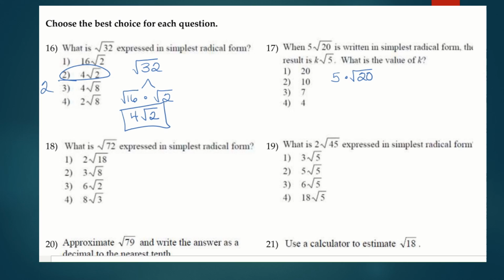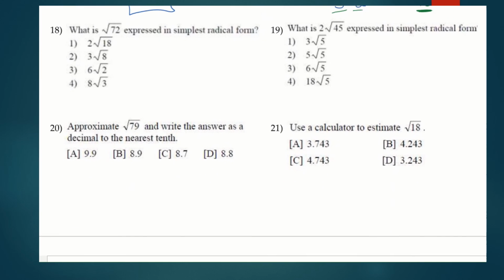Let's simplify this ourselves. So the square root of 20 can be broken up into the square root of 4 times the square root of 5, because 5 times 4 is 20, and 4 is a perfect square. So root 4 is 2, so 5 times 2 times root 5, because the square root of 5 is a very long decimal. And then simplifying everything that's on the outside of the square root, 5 times 2 gives us 10 root 5. So that k value is the number that's on the outside, so the number that's on the outside is 10. So once again, option 2.